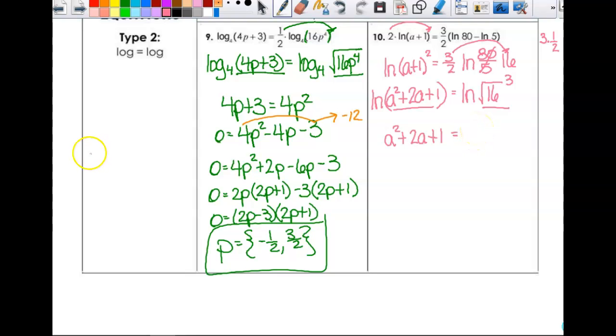So let's think about that over here. The square root of 16 cubed equals, what's the square root of 16? 4. So then that's just 4 cubed, and what's 4 cubed? 64. Okay, so 16 to the 3/2 power is just 64. We have a quadratic. We're going to set it equal to 0. We're going to factor it, solve it, finish this problem on your own.